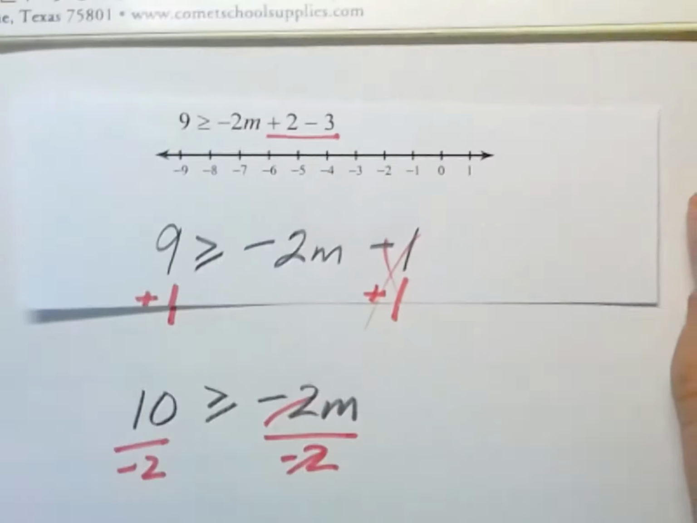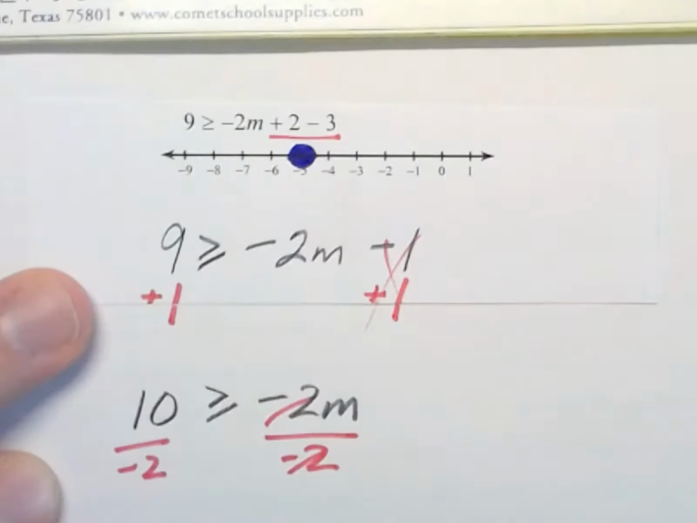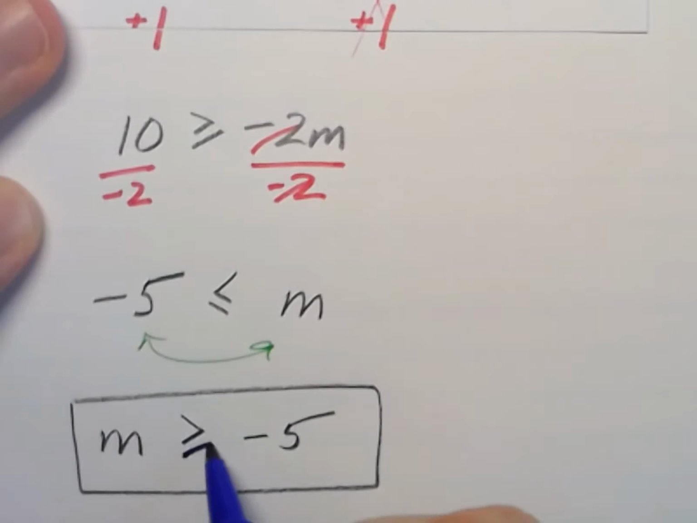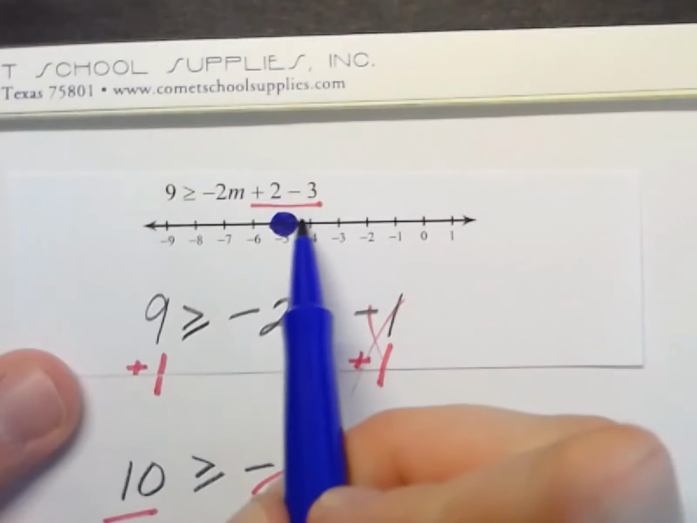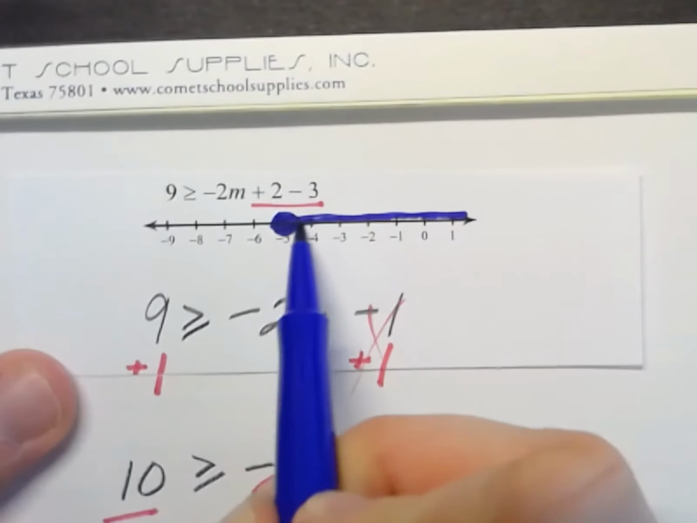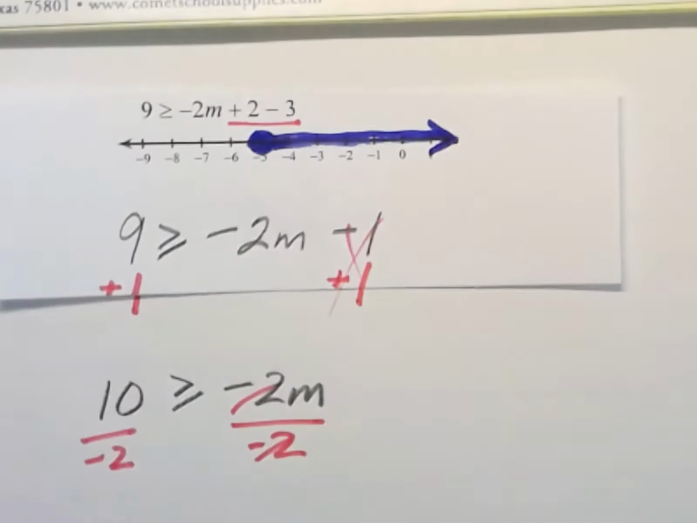So if we look at our graph, we find negative 5. It is filled in because it is equal to there. So we fill it in, and it's greater than negative 5. So it's going this way. Okay, it's going that way.